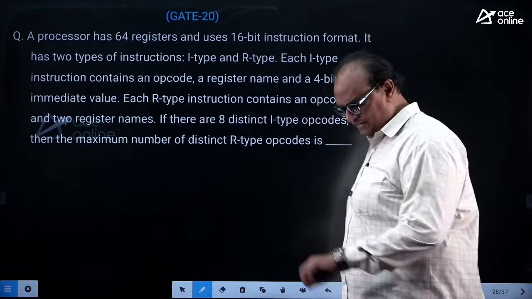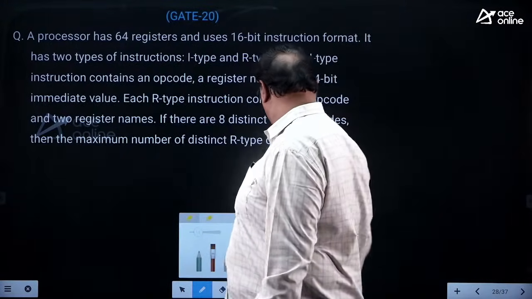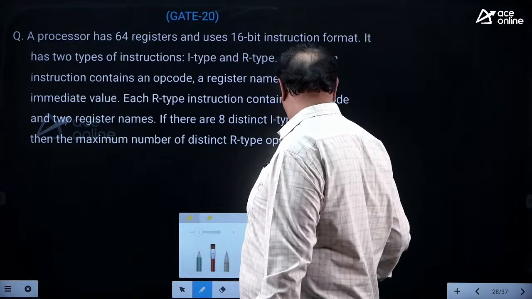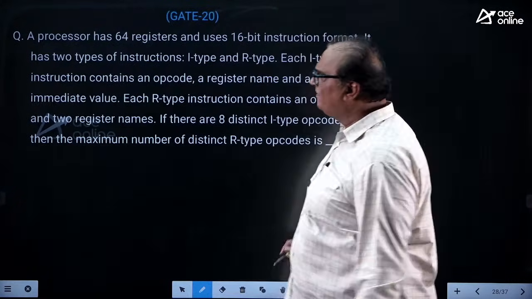Next, one more question, look here. Read the question carefully. Try to solve this question.